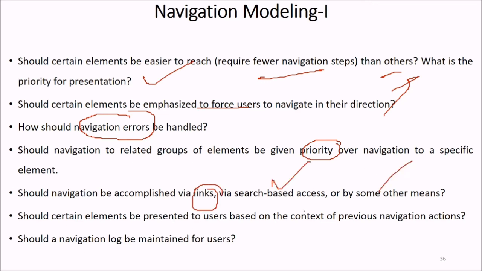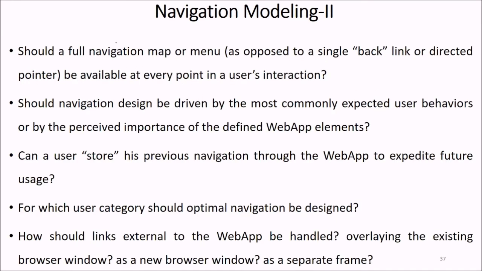Should certain elements be presented to the user based on the context of previous navigation, like some things stored in cookies and cache, so it can give an idea that, okay, you have done that, you must be doing that? And should a navigation log be maintained for users? Should a navigation map or menu be available at every point in the user interaction? Should navigation design be driven by more commonly expected user behavior or by the perceived importance of defined web elements? Can a user store the previous application through the web app just to expedite future usage? And for which user category should optimal navigation be designed? And how should links external to the web app be handled, overlaying the existing browser window, as a new browser window, or in a separate frame?